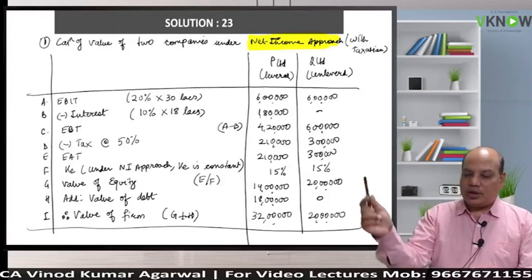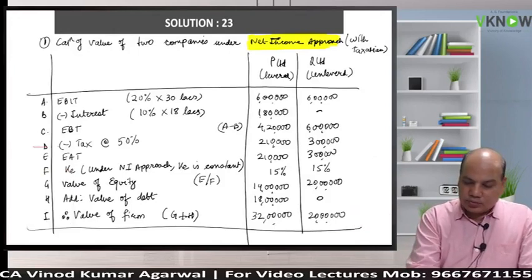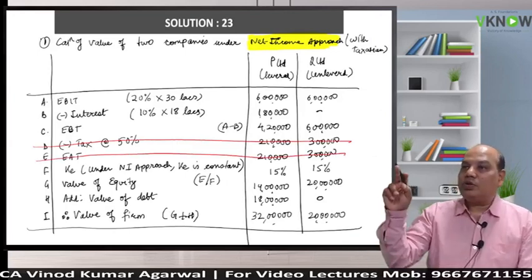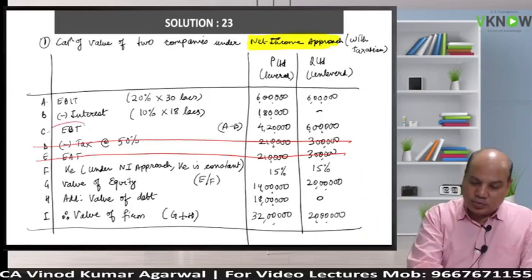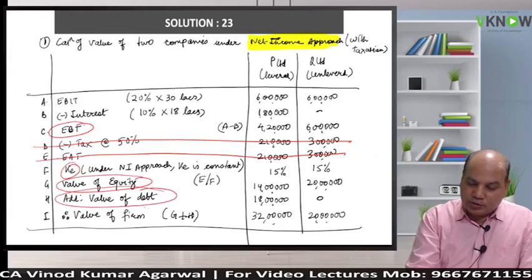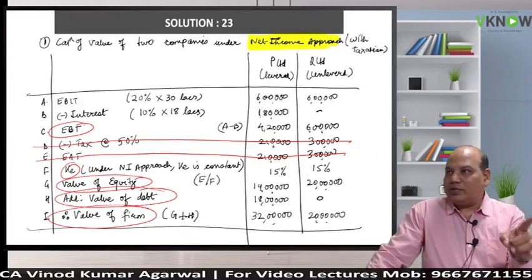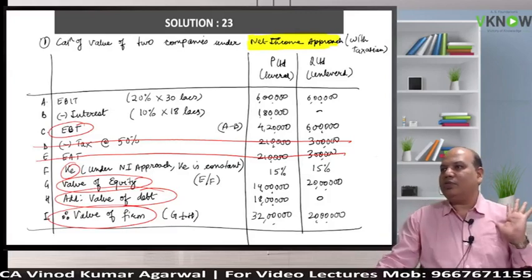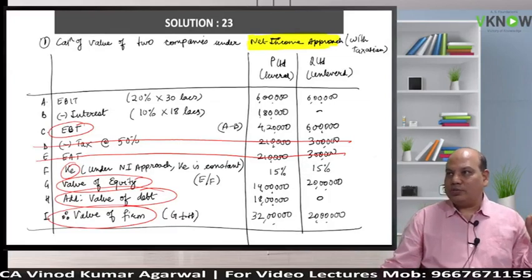Now suppose there is no taxation, what do we do? For the same question, if there is no taxation, this line you will remove, this line you will remove. If there is no tax, don't do anything. Without taxation, EBT divided by K, value of equity plus value of debt is value of firm, net income approach. And with taxation, deduct tax, get EAT, then value of equity. So there is no major difference between the approaches of solving.